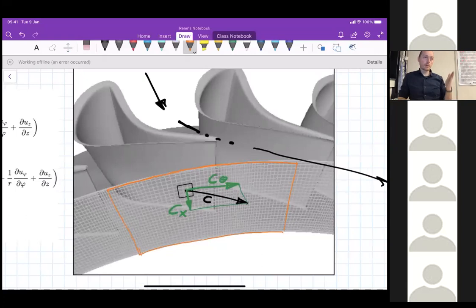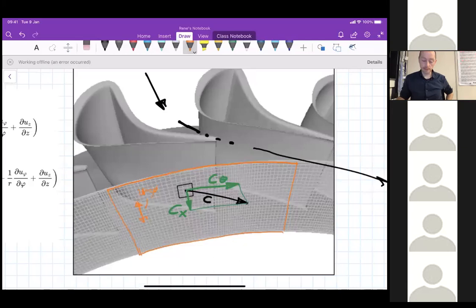And you can look at the flow velocity in this plane. And for what I'm going to discuss now, we need to make certain assumptions. One of the assumptions is that the radial velocity, so the velocity in this radial direction, we can assume is almost zero, right? The CR is almost zero. So there's no secondary flow, but there is in reality a secondary flow.